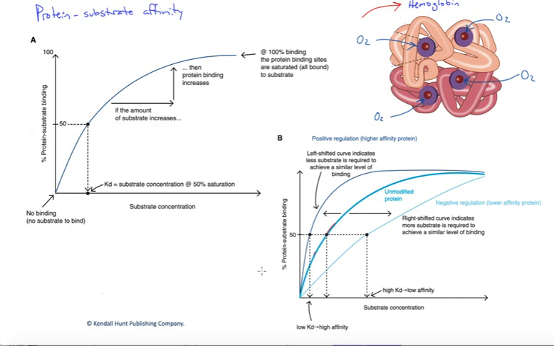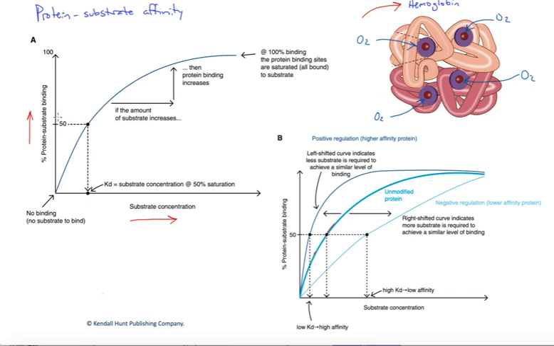Now, if we look at the graph in A here, we can see that as substrate concentration rises in the presence of our protein, binding of that substrate should also rise. And we see that's true with our blue line rising as we go to the right here with increased substrate concentration. Now, how do we infer the protein affinity from this graph?